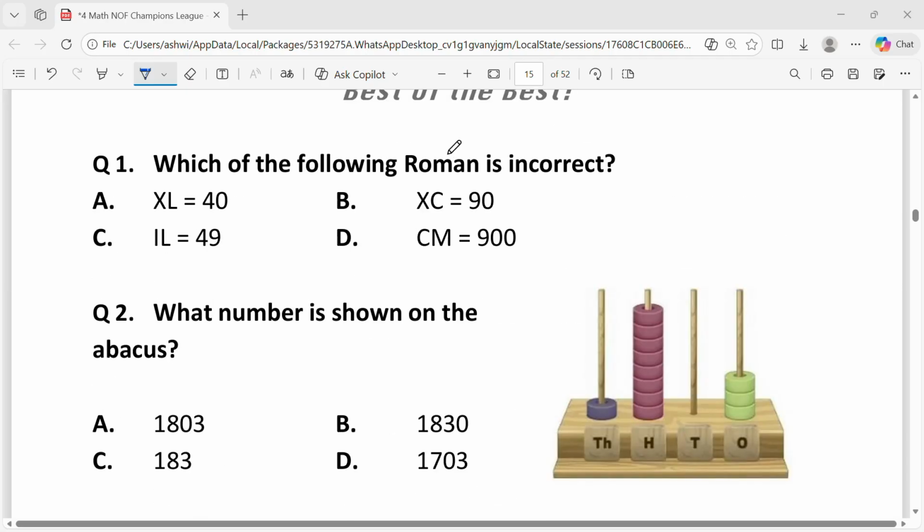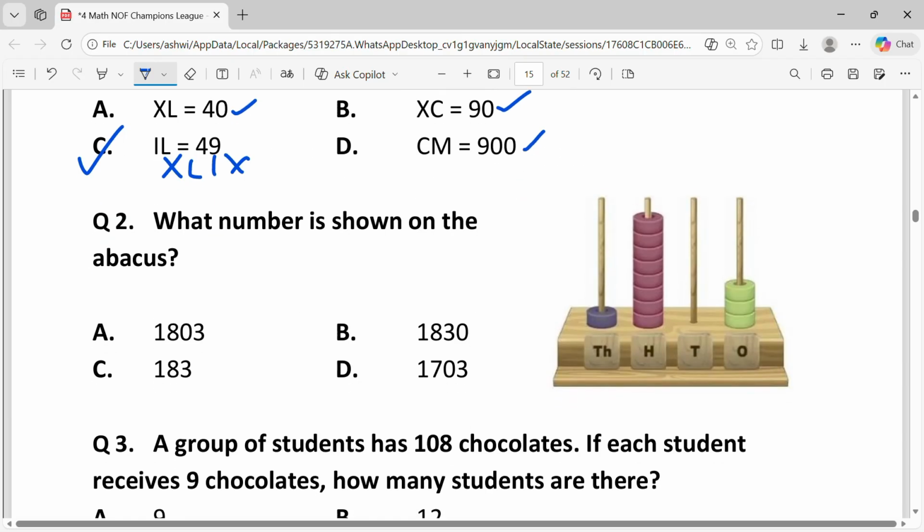Question 1. Which of the following Roman numerals is incorrect? The Roman numeral system has specific rules for subtraction. A smaller numeral placed before a larger numeral indicates subtraction. So XL is 50 minus 10, that is 40. XC is 100 minus 10, that is 90. IL is incorrect. 49 is represented as XLIX. The combination LI is incorrect usage, and CM is 1000 minus 100, that is 900, which is also correct. So the answer is C, IL, which is not equal to 49.